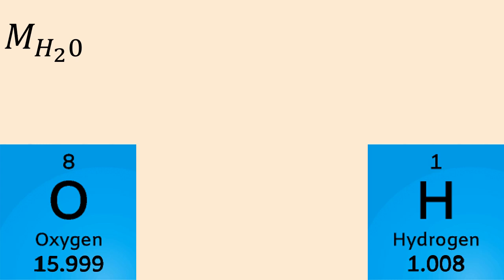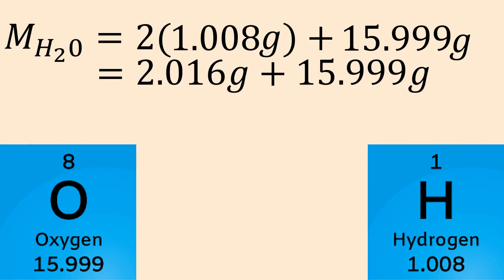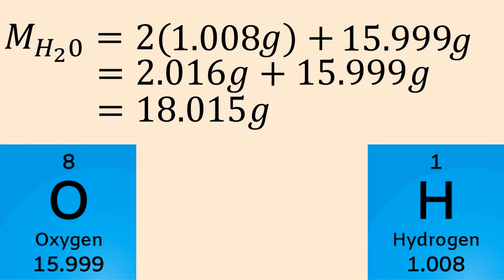The molar mass of hydrogen is 1.008 grams and the molar mass of oxygen is 15.999 grams as taken from the periodic table. According to the formula, the molar mass of water becomes 18.015 grams.